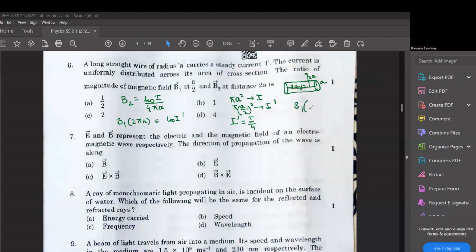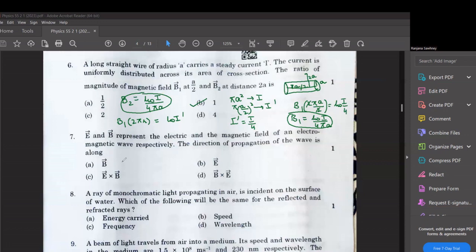So substituting r as A by 2 and I dash equals I by 4, we can find B1. B1 into 2 pi into A by 2 is equal to mu naught into I by 4. 2 and 2 cancel out. So B1 is equal to mu naught I upon 4 pi A. Here we see that B2 is mu naught I upon 4 pi A, and B1 is also equal to mu naught I upon 4 pi A. So the ratio is equal to 1. Hence the correct option is B.